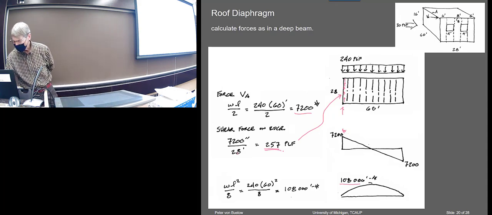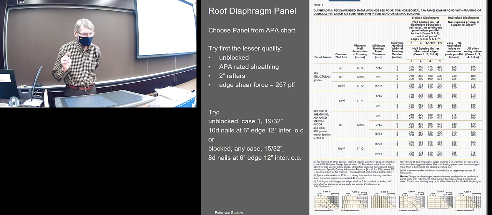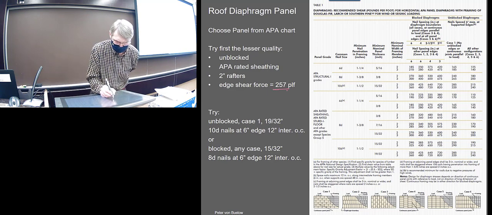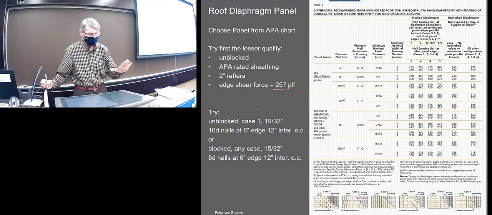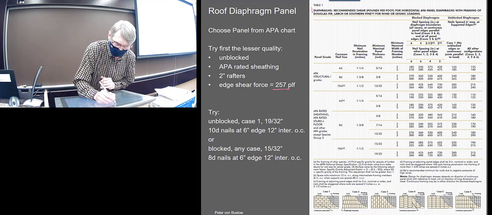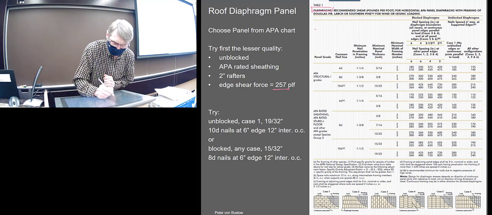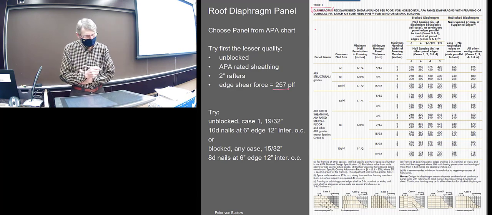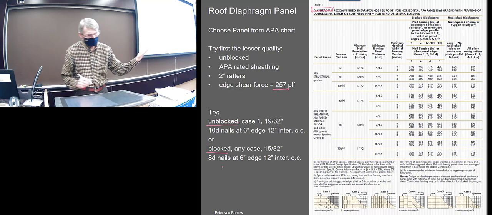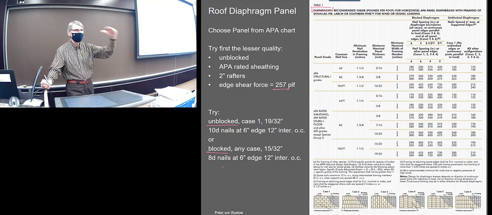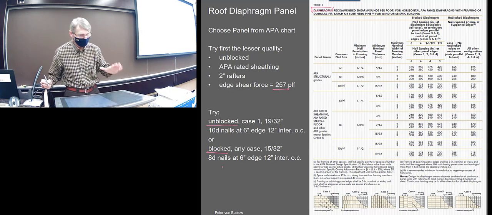Okay, so that's got that. That shear force on the edge is what I want to use to size that panel. So first I'm going to size the diaphragm panel. In my case, it says I used both blocked and unblocked. On the problem online, it doesn't give you this many options. It just says use either blocked, or it tells you what to use.